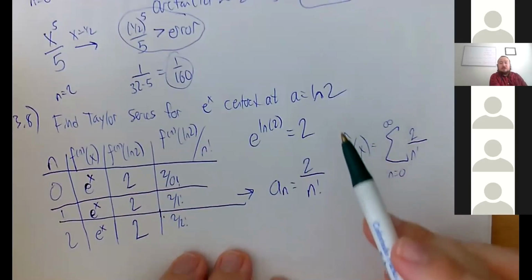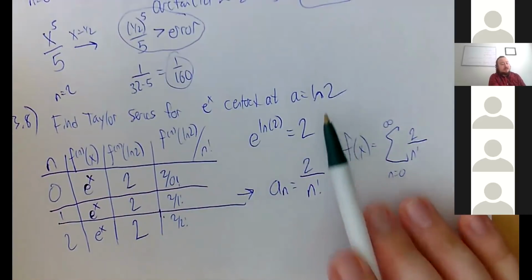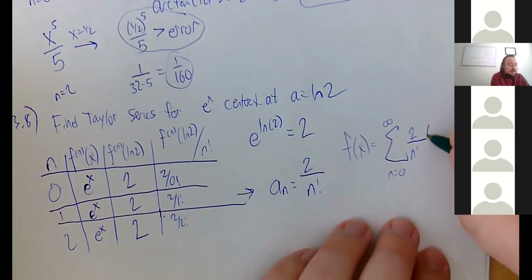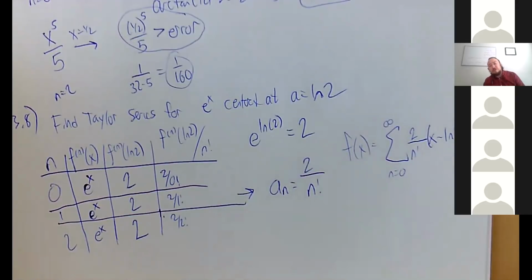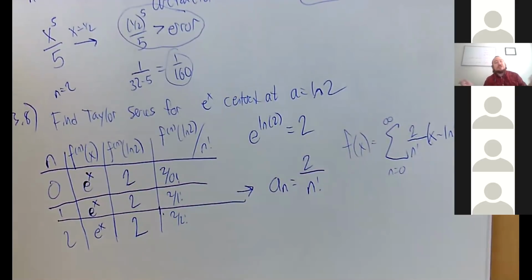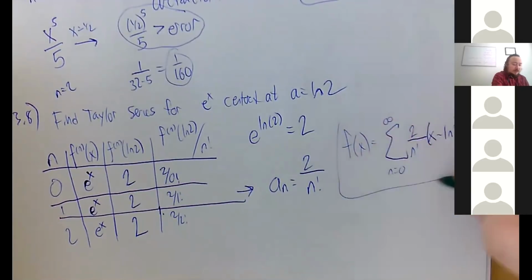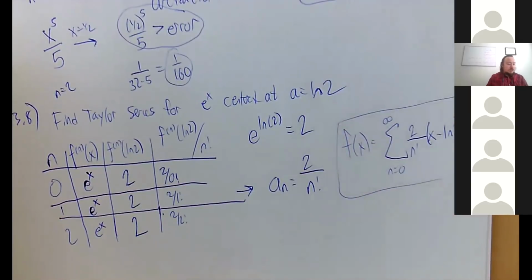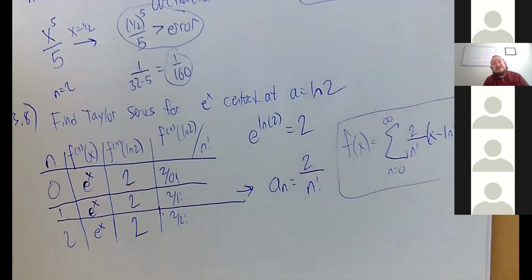And now we need to be careful. Since we center this at ln of 2, it's not just x to the n, it's (x minus ln of 2) to the n. I know we usually work with Maclaurin series, so it's easy to just put x to the n in there, but don't forget to do x minus something if it's centered somewhere else. So anyways, this is going to be our Maclaurin, or sorry, not Maclaurin. This is going to be our Taylor series for e to the x centered at ln 2.